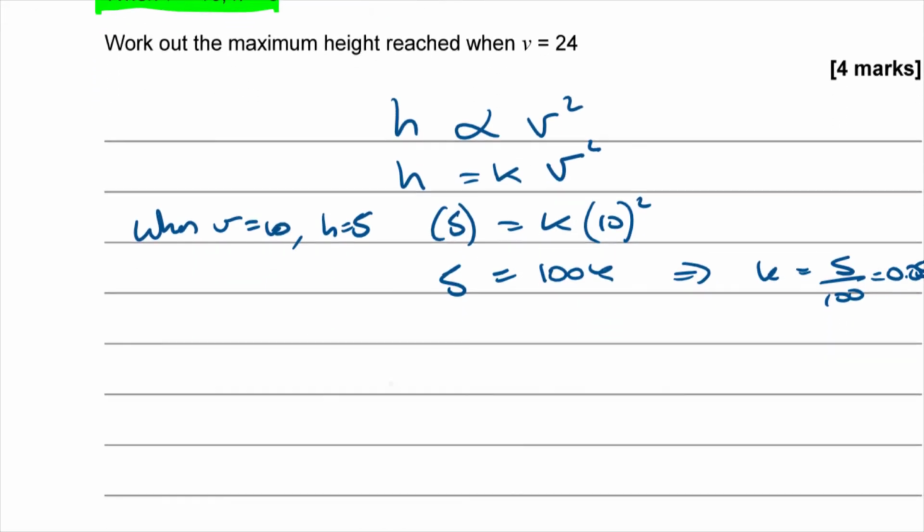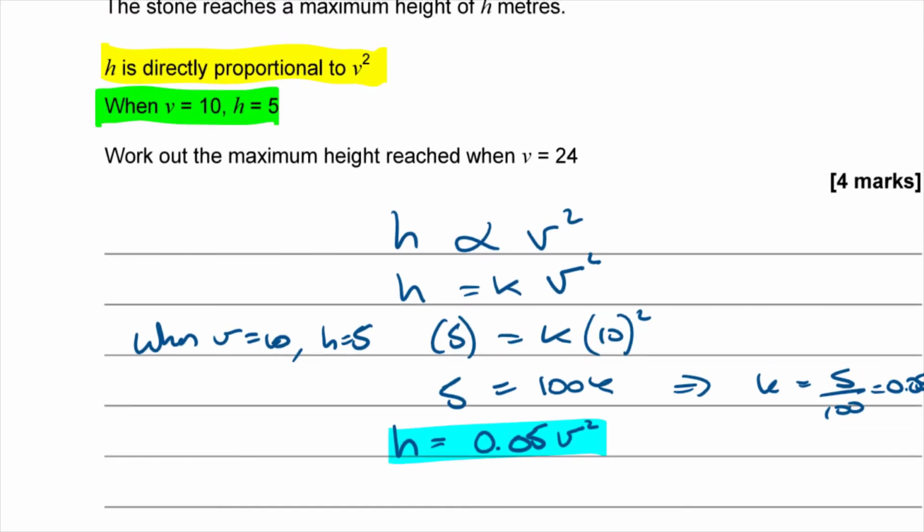So once I know what k is, I've got the complete equation that links h and v together. Then h is going to be 0.05 v squared. Now students often mix up what is a constant and what is a variable in these sorts of equations. H and V are both variables and they can take multiple values within the question. K is a constant and it has only one value, and once you find it and replace it, you don't have to think about K ever again. So I've got my complete equation in H and V, which I can now use for the remainder of the question.